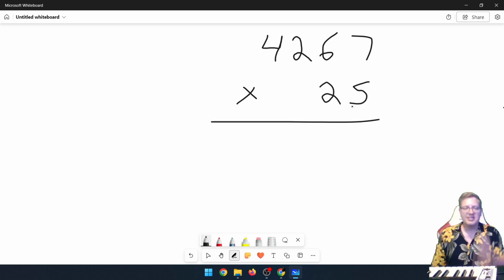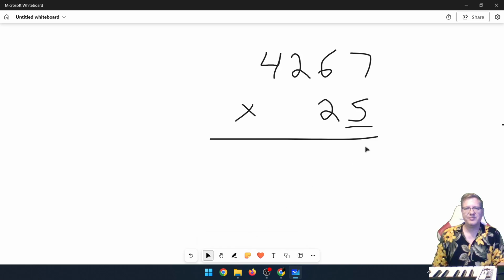Just as a quick guide, we are going to start with the 5 in the ones place, and we are going to multiply one digit at a time. 5 times 7 is going to be 35. We need to carry a 3, and as soon as we use it, we want to cross it off. So 5 times 6 is 30, plus 3 is 33. So we are going to put a 3 for our carry over here, cross this one out, so we don't accidentally use it in the future.